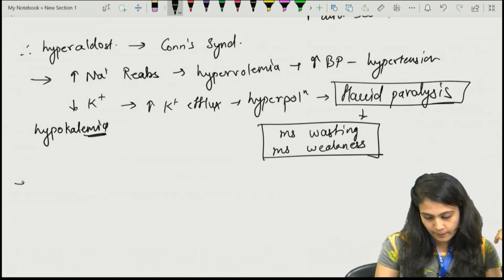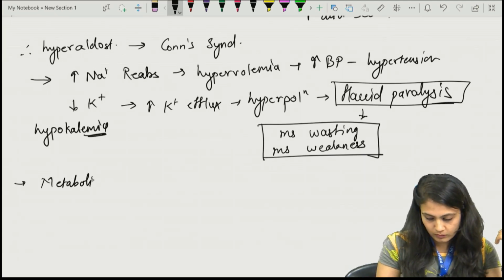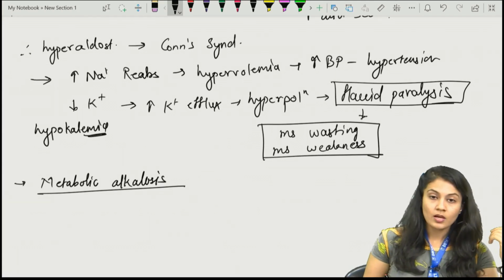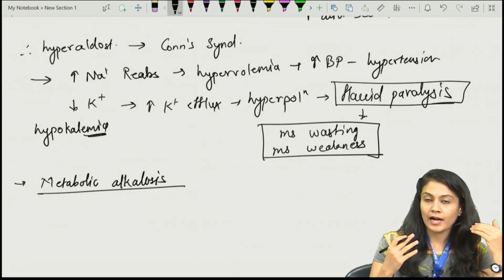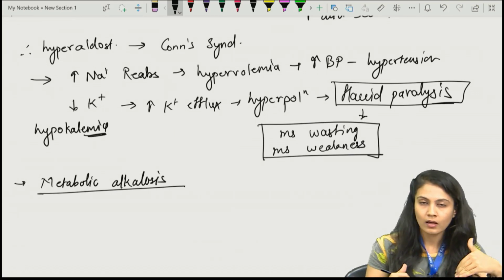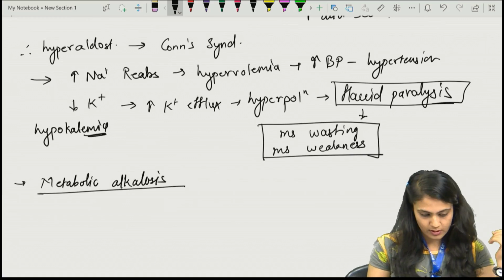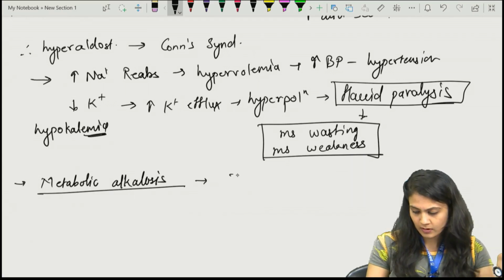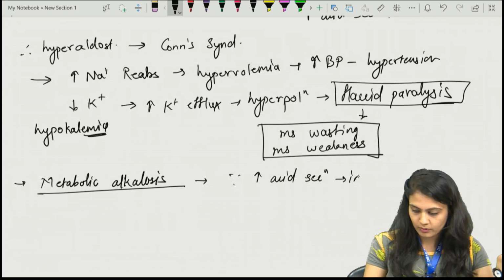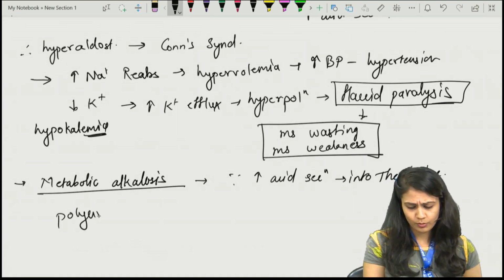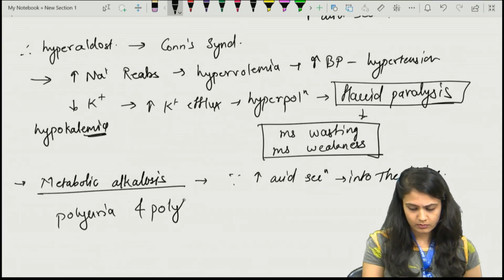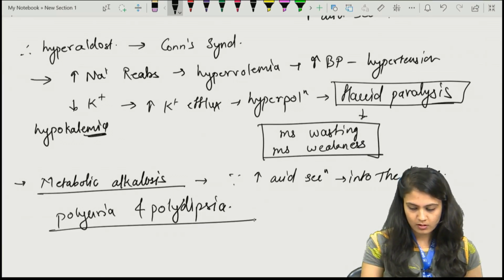It also causes metabolic alkalosis. Why? Because more and more hydrogen ions will be released into the urine, and that's why the hydrogen ion concentration will decrease in the blood, and that will cause metabolic alkalosis. We can write the reason: because of more acid secretion into the urine. We also have symptoms like polyuria and polydipsia in Conn's syndrome.